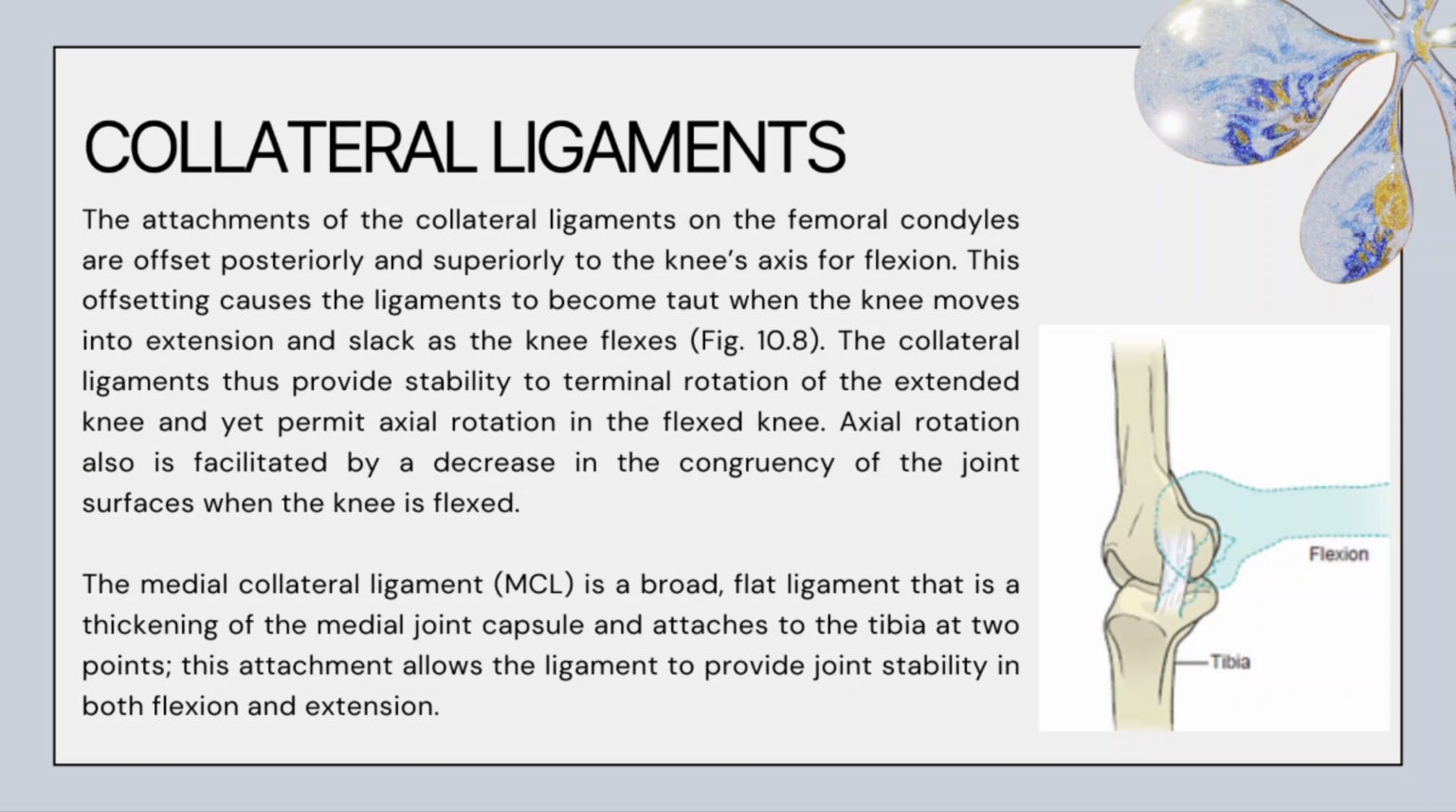The medial collateral ligament is a broad, flat ligament that is a thickening of the medial joint capsule and attaches to the tibia at two points. This attachment allows the ligament to provide joint stability in both flexion and extension.